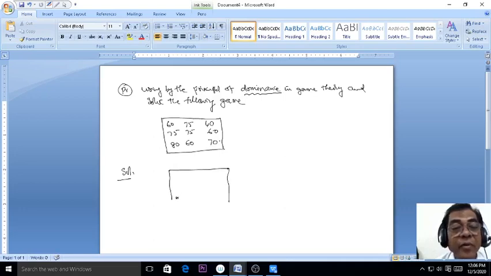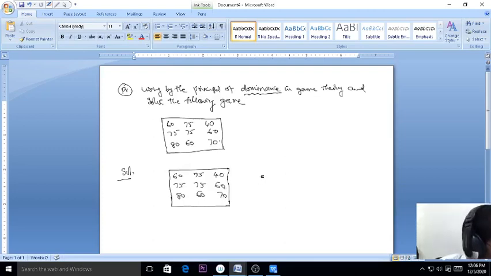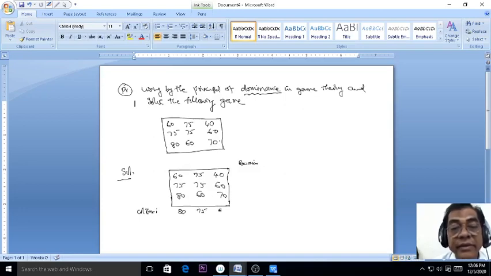identify the saddle point. Saddle point means no profit, no loss. So 60, 75, 40, 75, 75, 60, 80, 60, 70. You have to write down the row minimum, identify the row minimum, and the column maximum. What is in the column maximum? 80, 75, 70. Row minimum: 40, 60, 60.